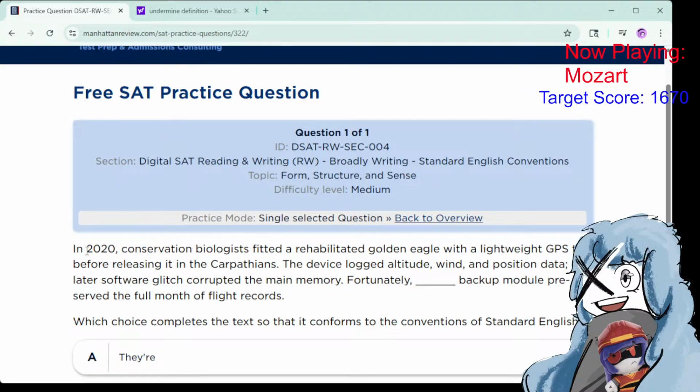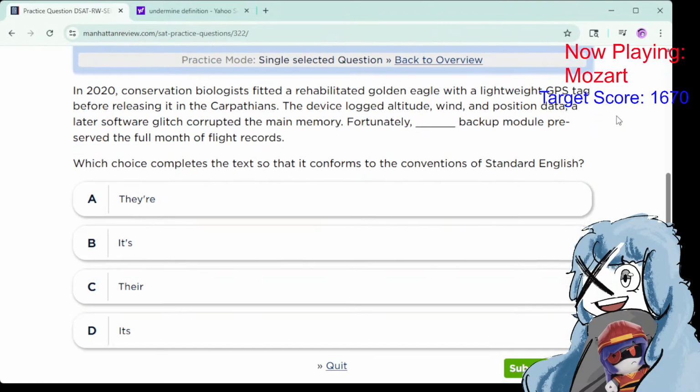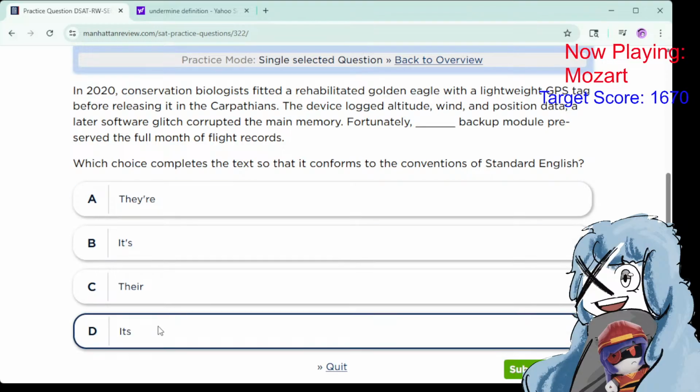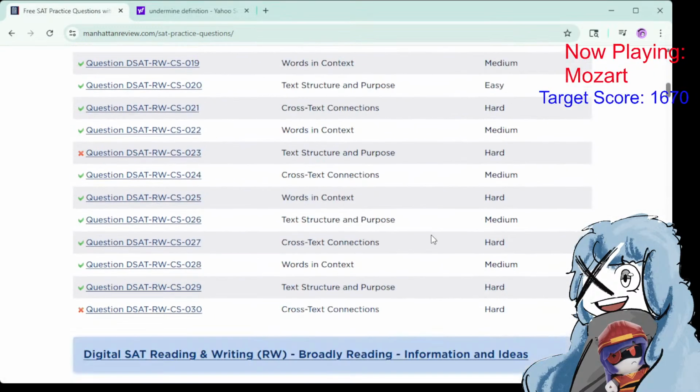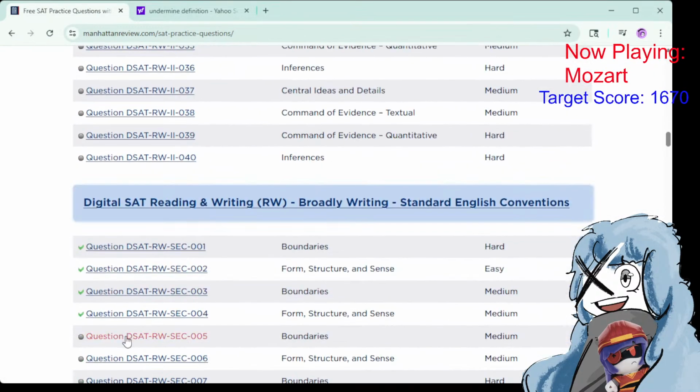This one's medium. In 2020, conservation biologists fitted the rehabilitated golden eagle with a lightweight GPS tag before releasing it in the Carpathians. Fuck golden eagles. We all hate golden eagles. Not a single one of us likes golden eagles. The device logged altitude, wind, and position data. A later software glitch corrupted the main memory. Fortunately, its backup module preserved the full record. We don't need an explanation. It's obvious enough. Boundaries.